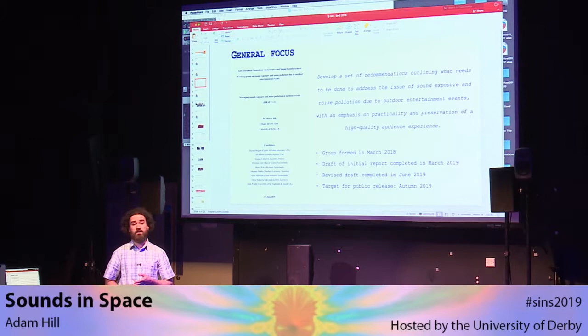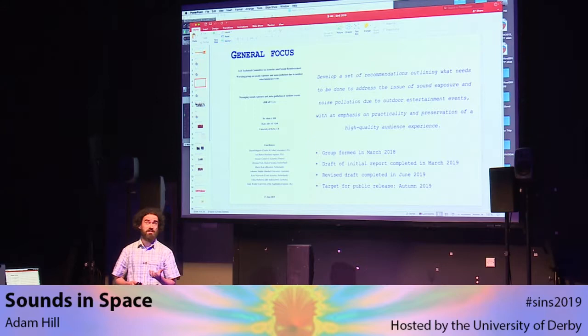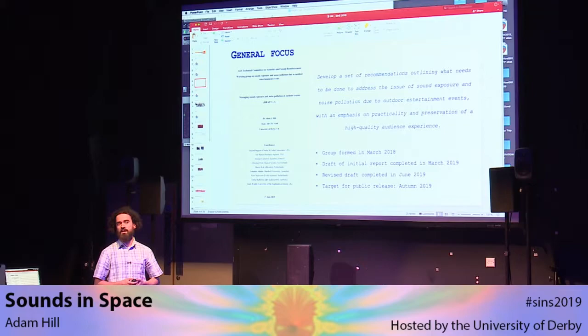At the very early stages of this group, Bob McCarthy from Meyer Sound was very much involved in this, and he emphasized this over and over again. Whatever solutions we come up with, the audience can't be negatively impacted. That's really important, and that's something, especially on the noise pollution side, that previous groups who have attempted this have ignored. They simply look at noise pollution and say, what can we do to limit that?